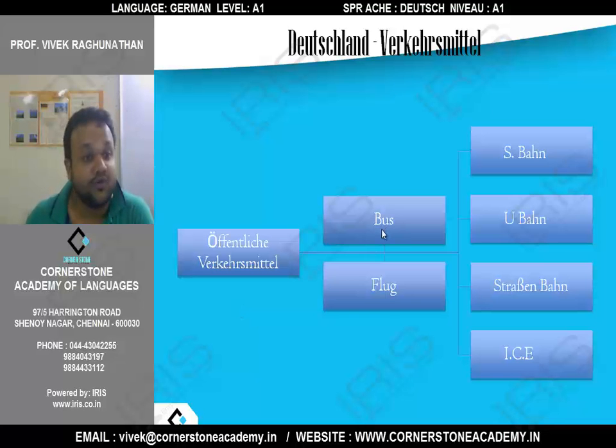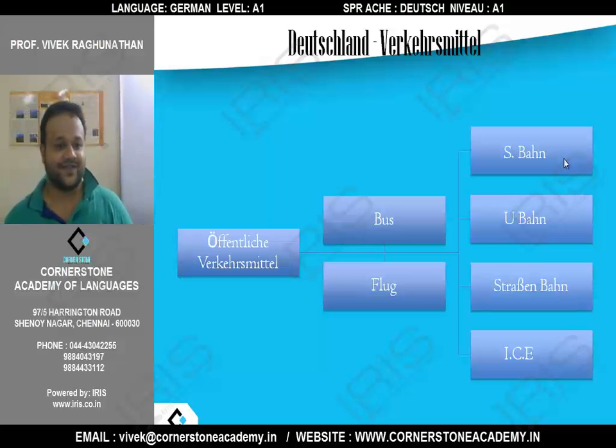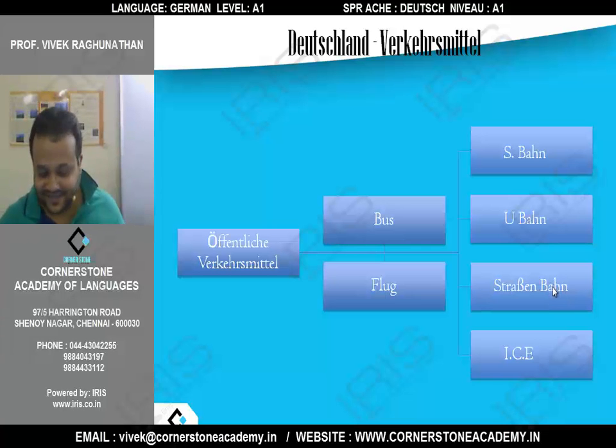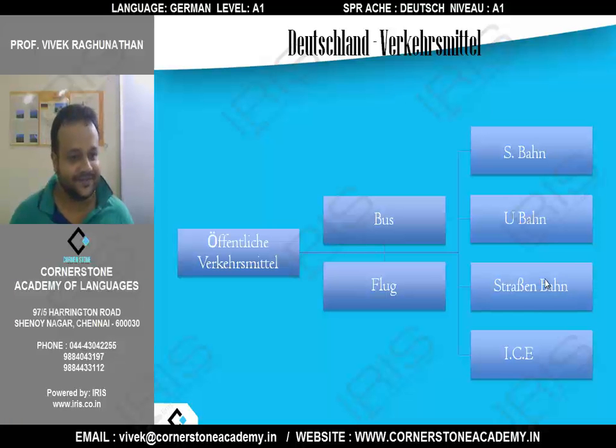So what do they have? Bus. Flug, flight, aircraft. S-Bahn is your fast train, it means Schnellbahn, meaning fast train. U-Bahn means Unterbahn, your underground trains. Straßenbahn is the tram. Straße means street, so the train that goes on the streets is a tram.